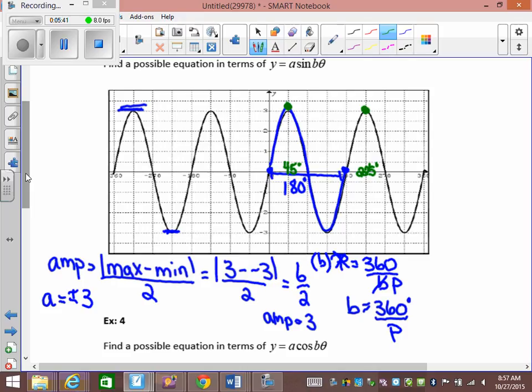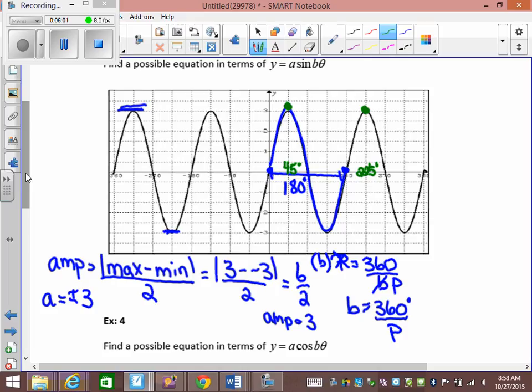Or they'll say a maximum and a minimum point. What if they give you a maximum and a minimum? The distance from max to min is how much of a period? Half of one. They could give you the maximum point and one minimum point, you find the distance between the x values, and you have to times it by 2, right? To get the full period.